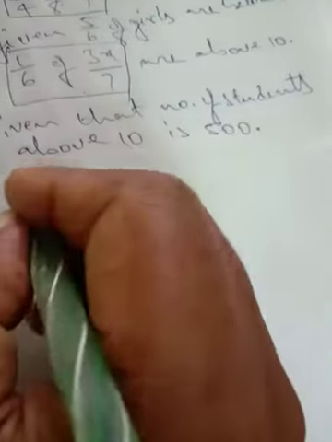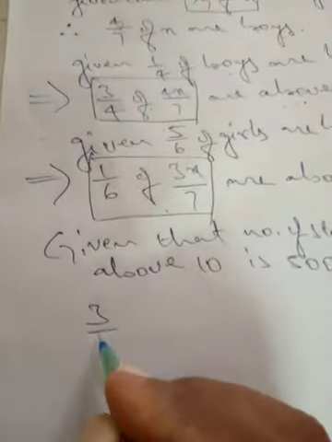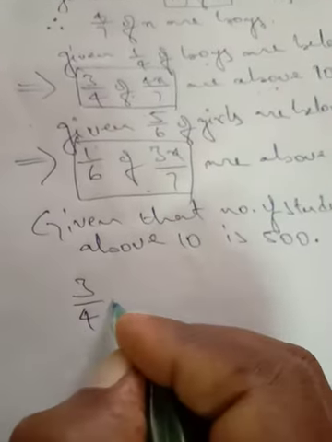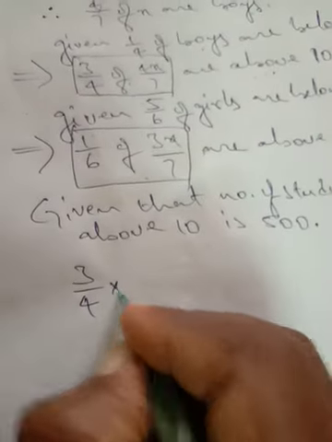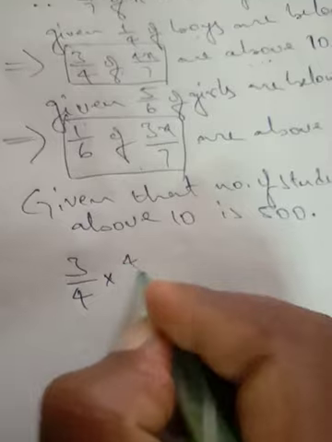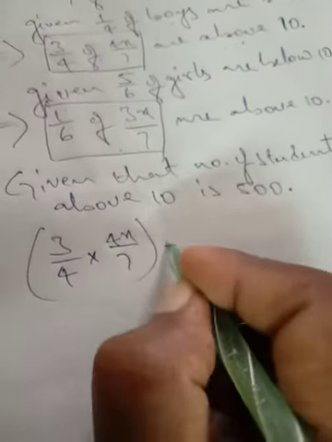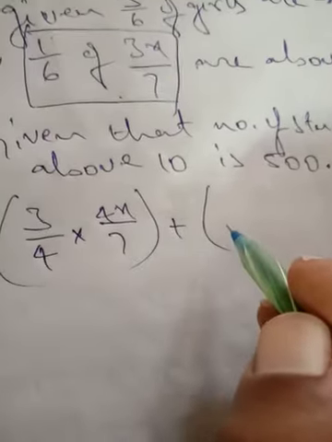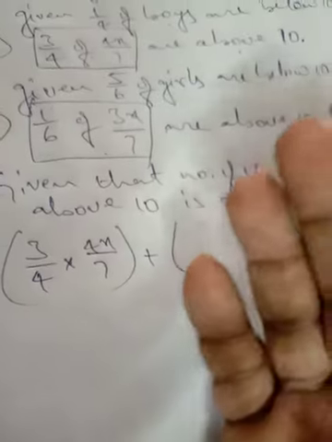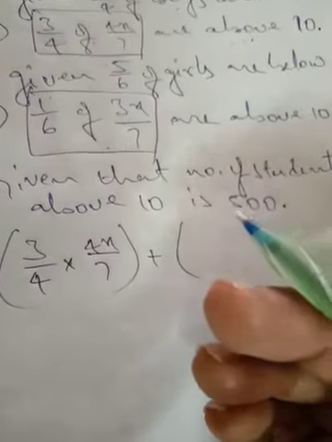Above 10 boys are 3 by 4 of, which is changed into multiplication, 4x by 7. This is the boys, and this is how we are constructing the equation. We have to construct the equation based upon the data. Slowly we have to build an equation.